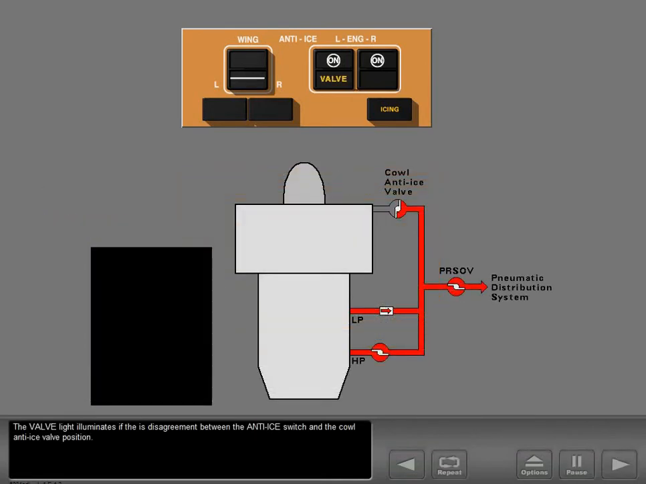The valve light illuminates if there is a disagreement between the anti-ice switch and the CAL anti-ice valve position. If a CAL anti-ice valve fails, the left or right engine anti-ice ICAS message is displayed.